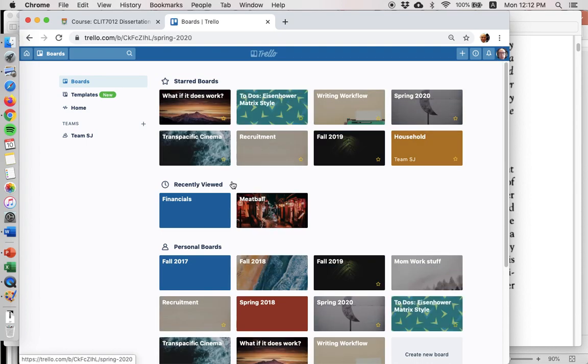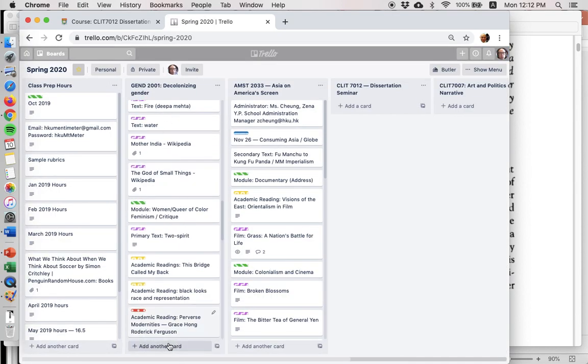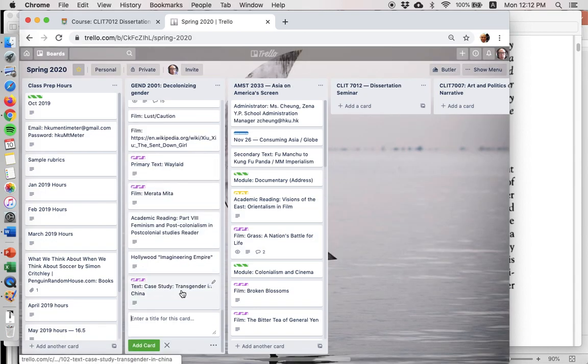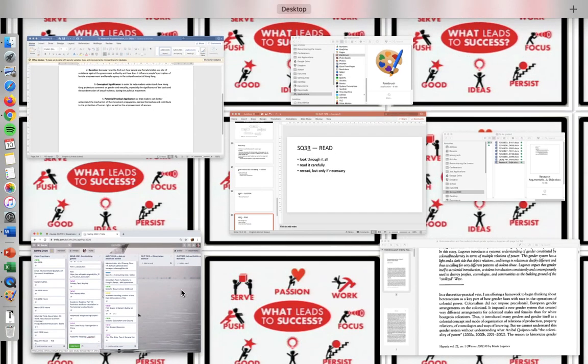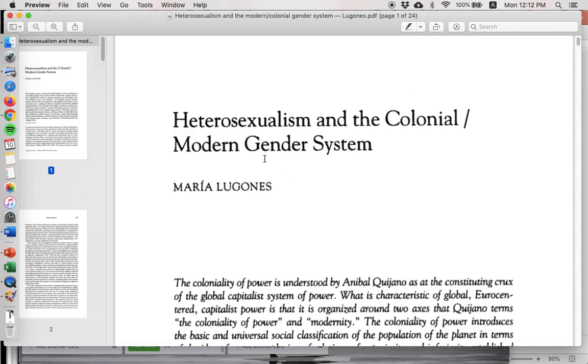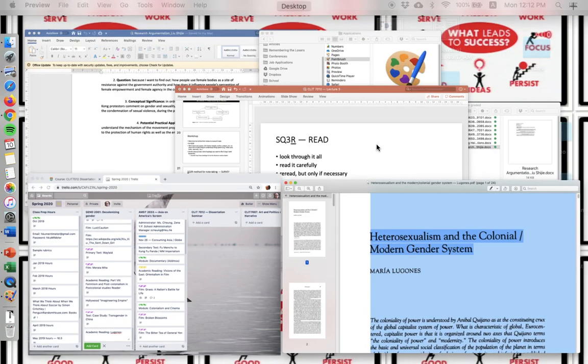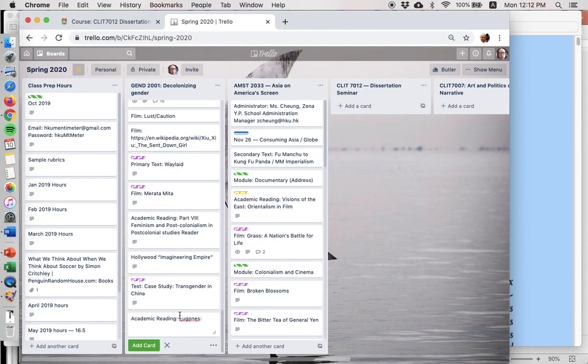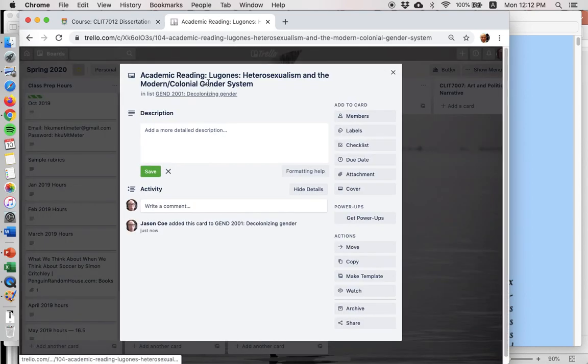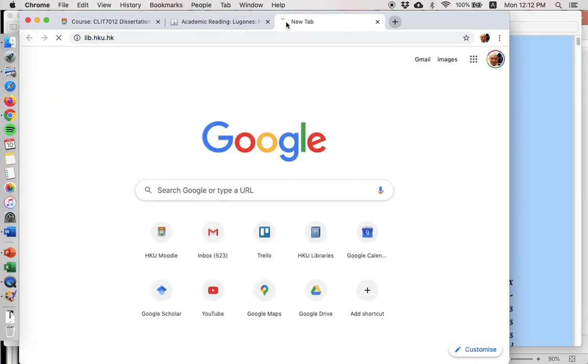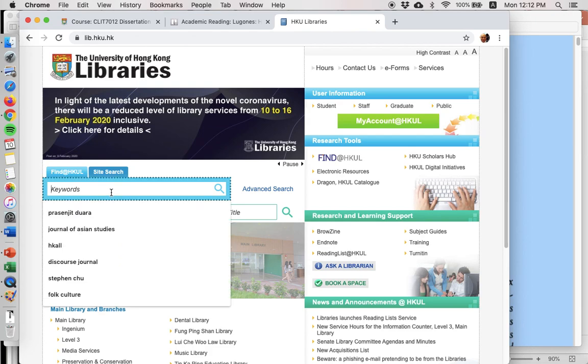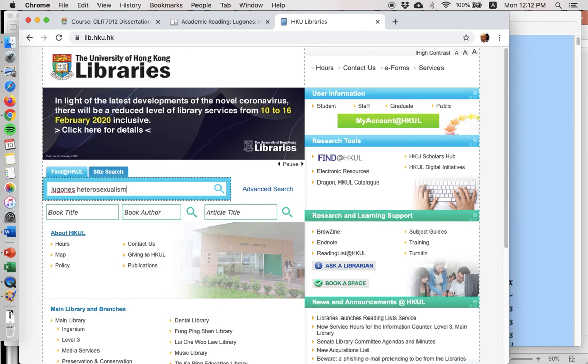So let's say I'm doing my note taking for this. For me, I use Trello, right? Decolonizing gender. I would create a new card and it would be academic reading, Lugones. I should have done this in the first one. Heterosexualism and the colonial modern gender system. Then I would put down the citation. So, library HKU. Lugones, heterosexualism, colonialism.